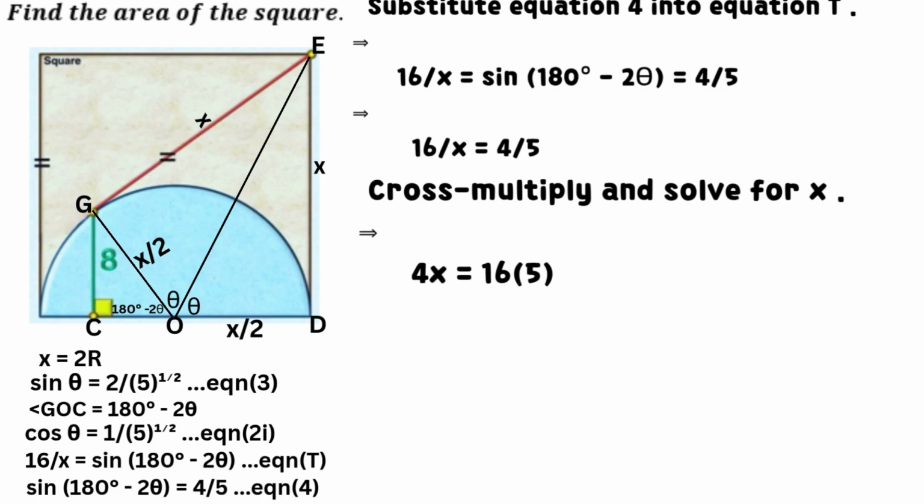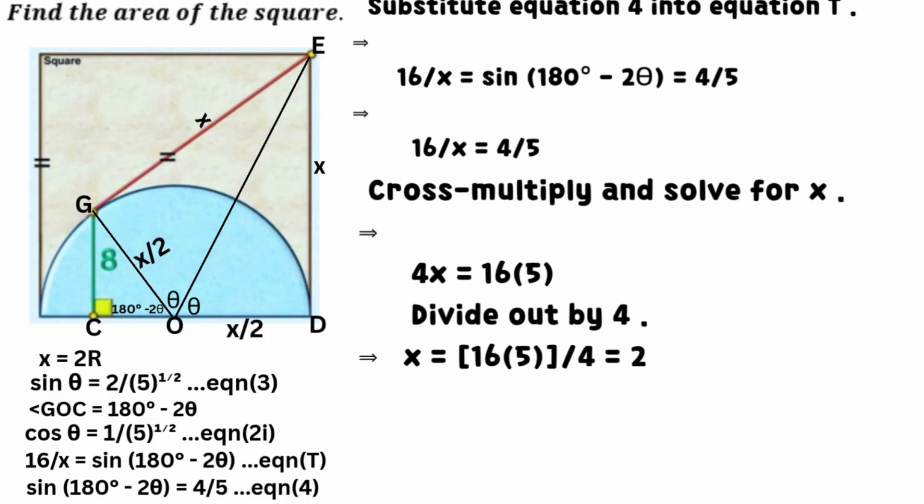Cross-multiply and solve for x. This implies that 4 times x equals 16 times 5. Divide out by 4. It follows that x equals 1/4 of 16 times 5, which equals 20. Therefore, x equals 20 units.